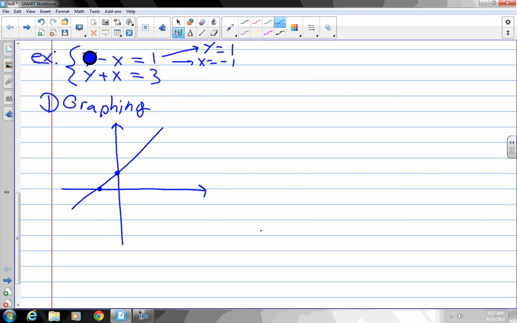At the same time, if I do the other one, what is the y-intercept? And what is the x-intercept? 3. All right, so 3 and 3. So the y-intercept is y equals 3. The x-intercept is x equals 3. So what we have here is 3, 1, 2, 3, 3.